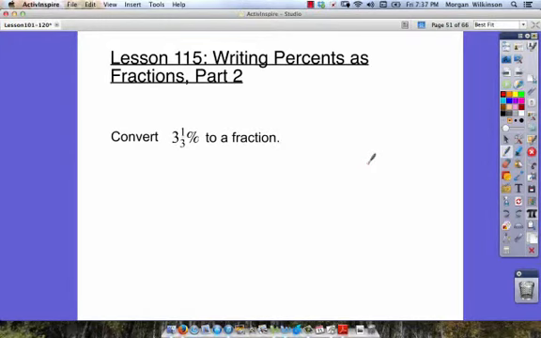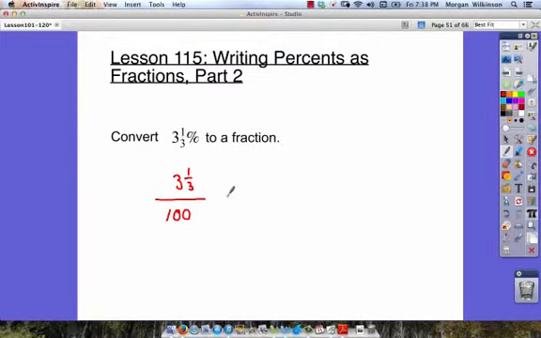Lesson 115 is about writing percents as fractions, and this is part 2. Now if we want to convert 3 1/3% to a fraction, the challenge here is that we're taking a mixed number and we're converting it to a fraction, rather than working with a whole number. So we know percents are out of 100, so we're going to get 3 1/3 out of 100. Now we're not able to reduce this to lowest terms because we don't have a whole number in our numerator.